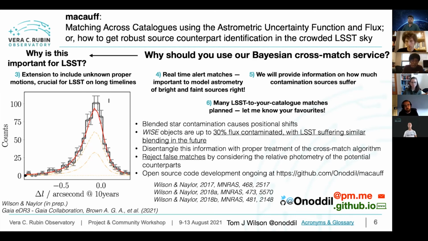And just finally to say, we plan to provide many LSST to catalog matches, so please do get in touch if you're worried we're not including your dataset in our matching service. Thank you.